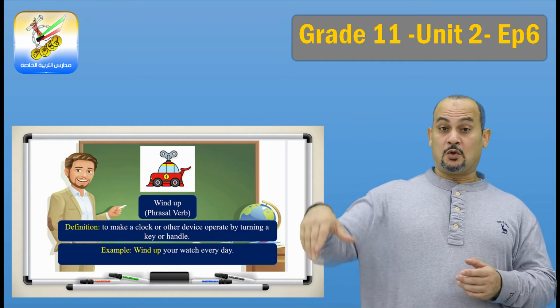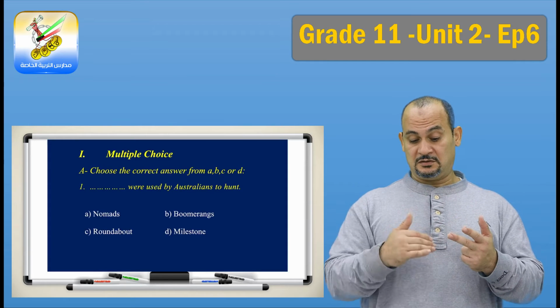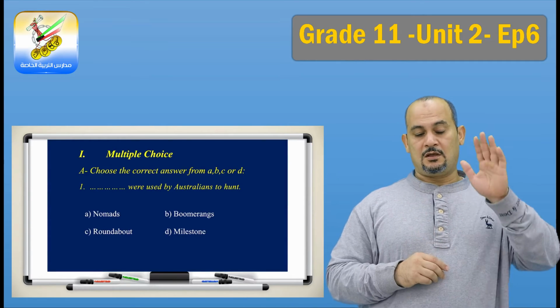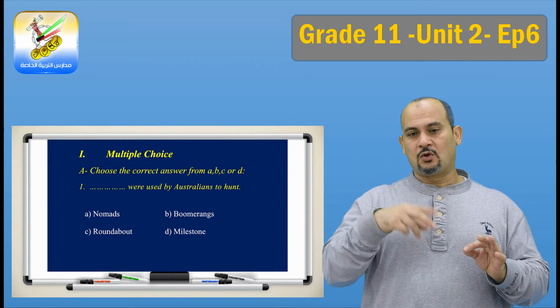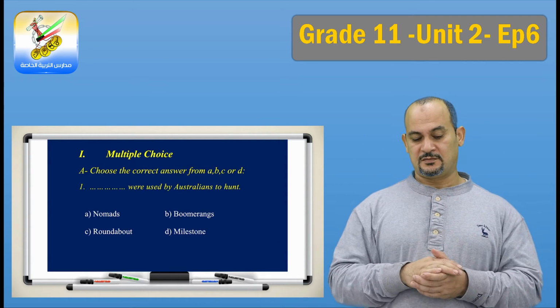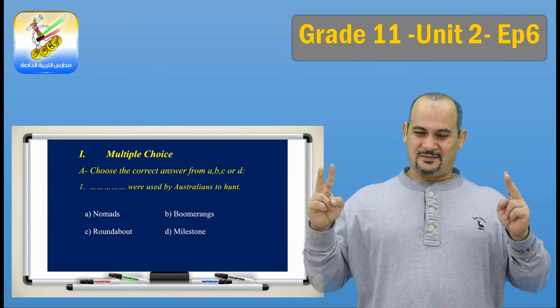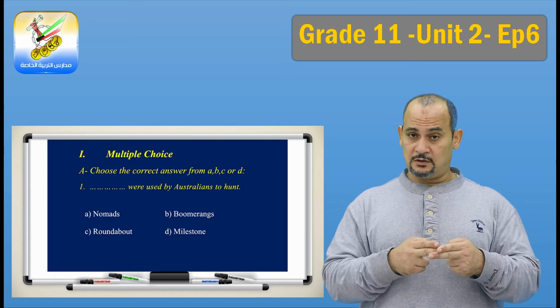Okay, so that's it for the vocabulary words here. And now we'll go with the exercises. We have a multiple choice exercise. We want to choose the correct answer from A, B, C, and D. So let's take a moment and read the question carefully and find the suitable answer, the correct answer. So we have number 1, blank were used by Australians to hunt.